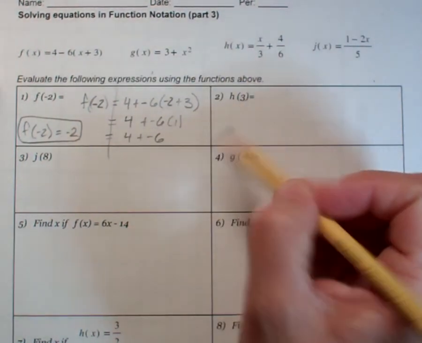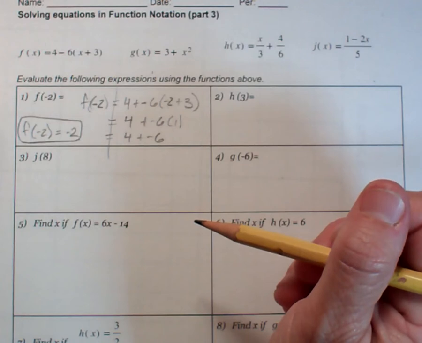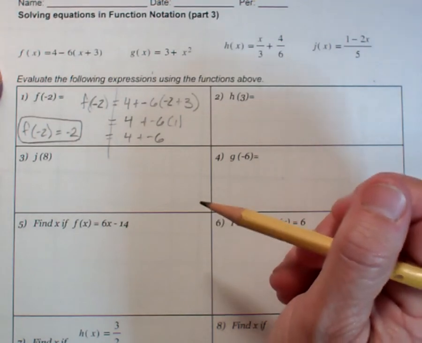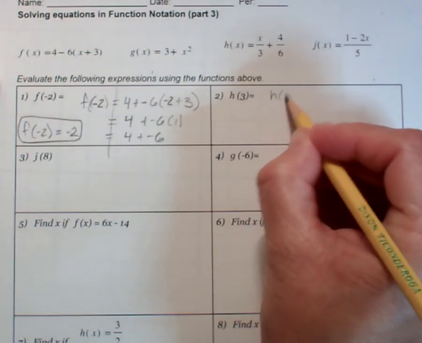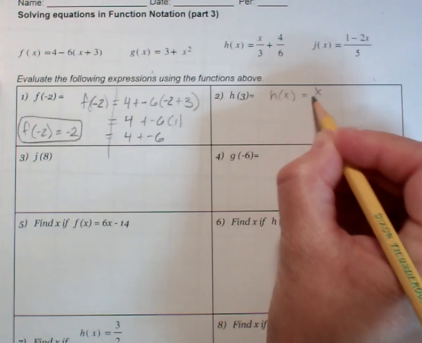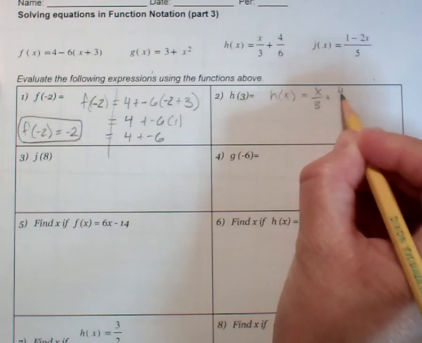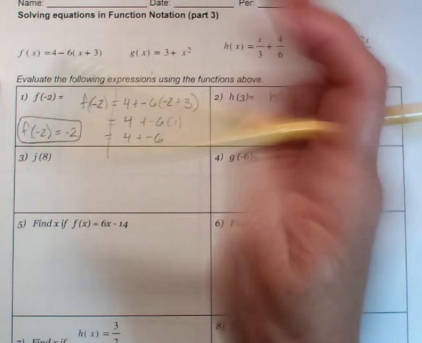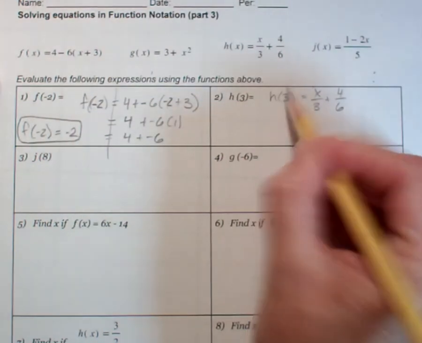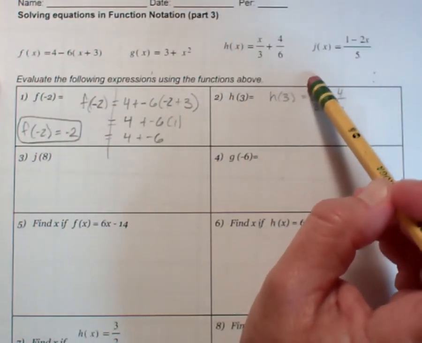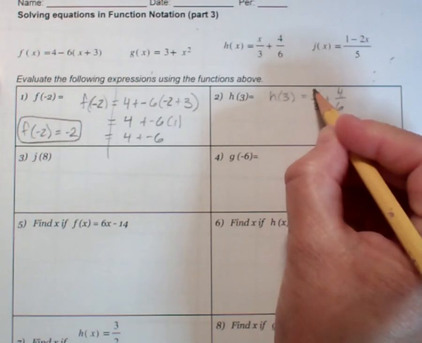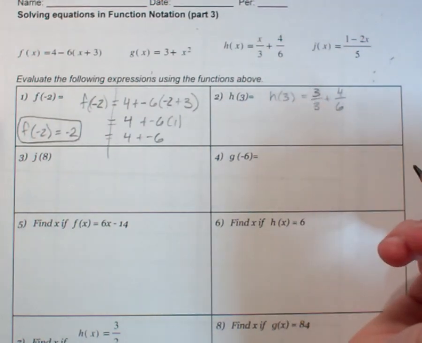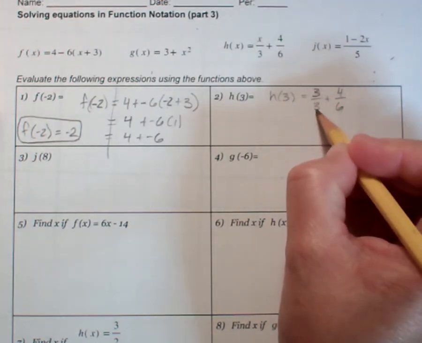Problem number 2, please pause the video. Give it a try. Just hit play when you're done. So we're going to be using h of x this time is equal to x over 3 plus 4 over 6. Now they want h of 3, so I'm going to erase the x here and change h of x into h of 3, which means I'm going to erase the x here and insert a 3. So 3 over 3 is just 1.